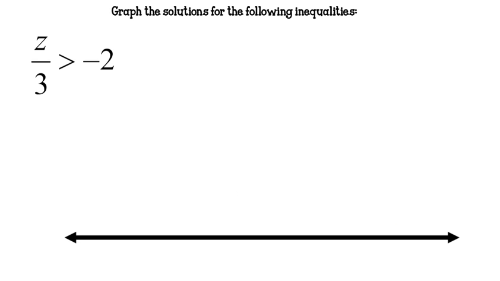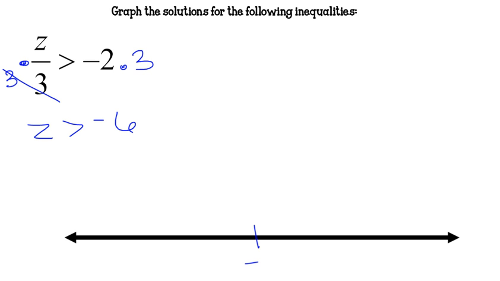Okay, I have Z divided by 3 is greater than -2. To get rid of the divide by 3, I'm going to multiply by 3. What you do to one side, you must do to the other. So I have Z is greater than -2 times 3, which is -6.